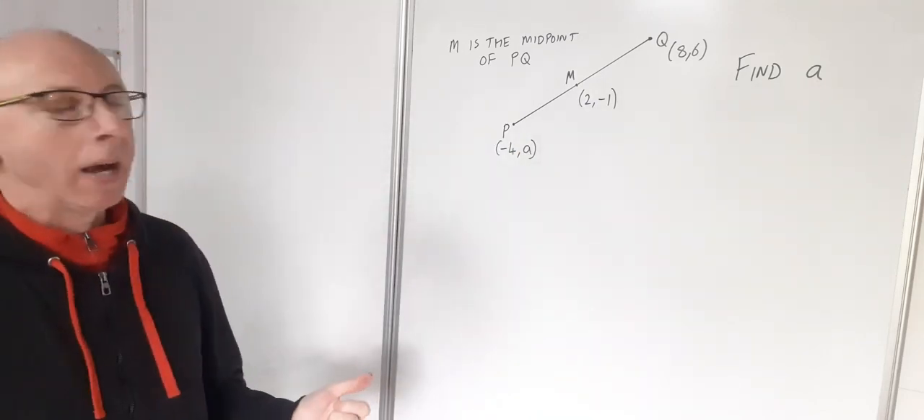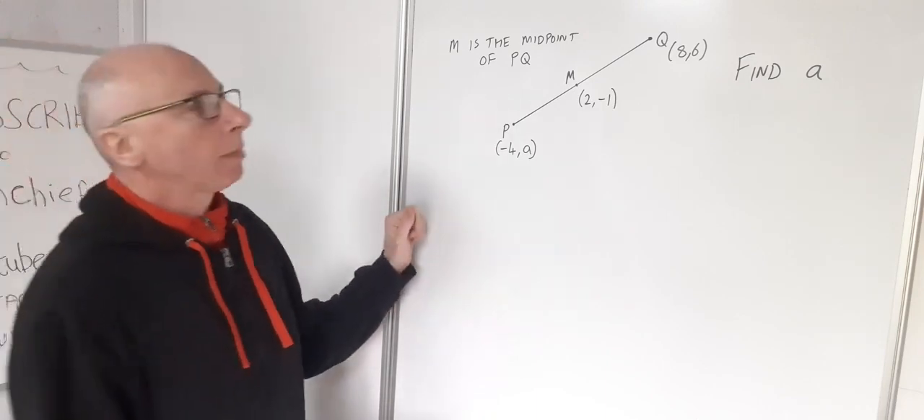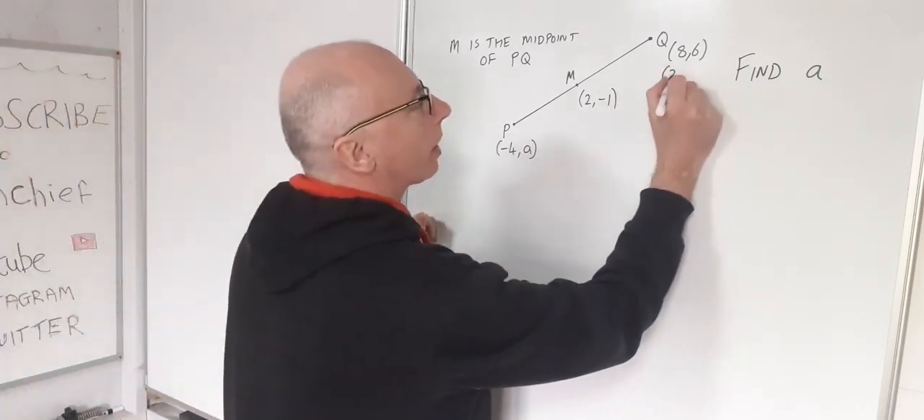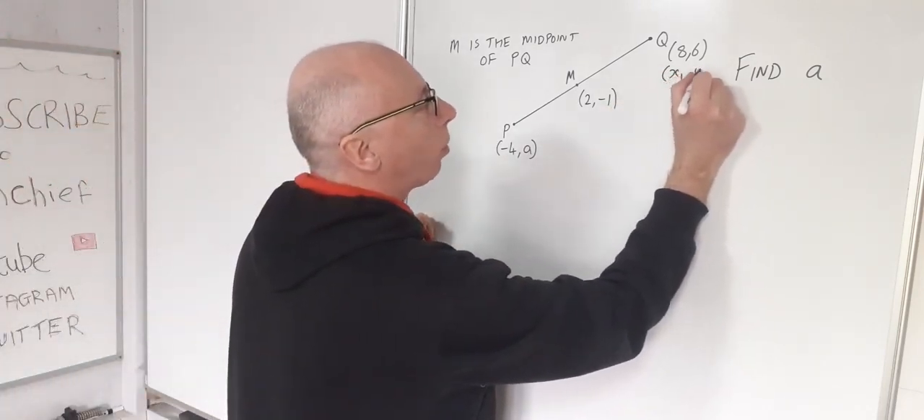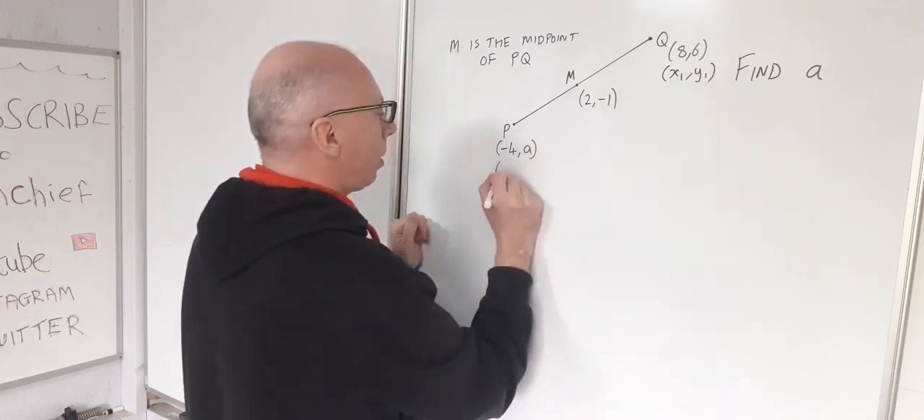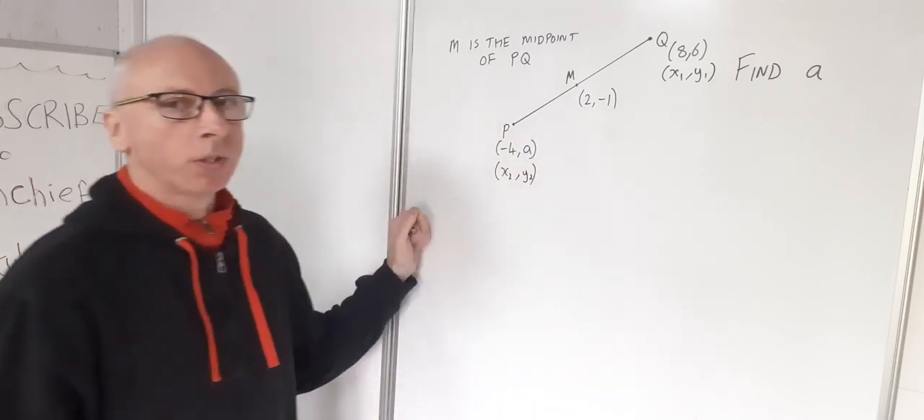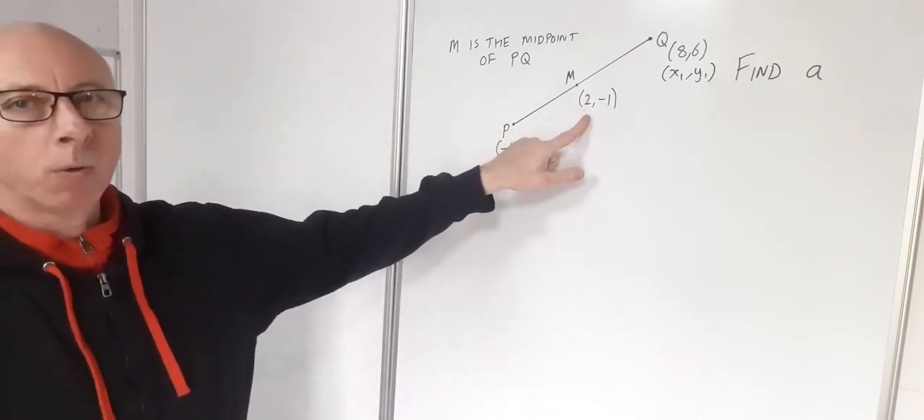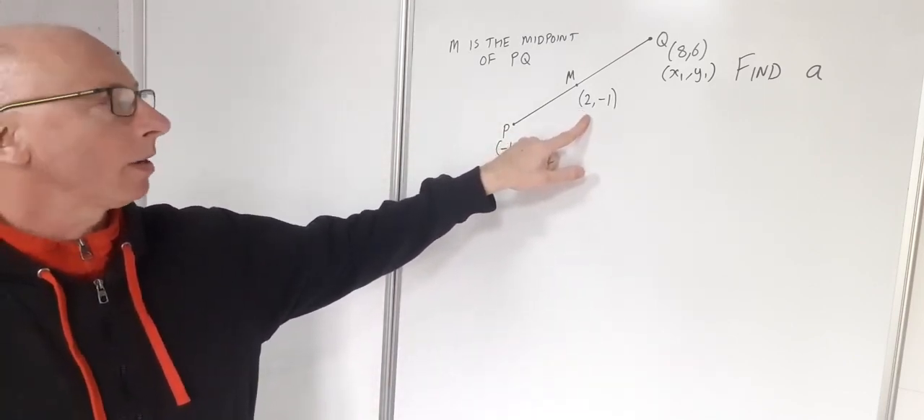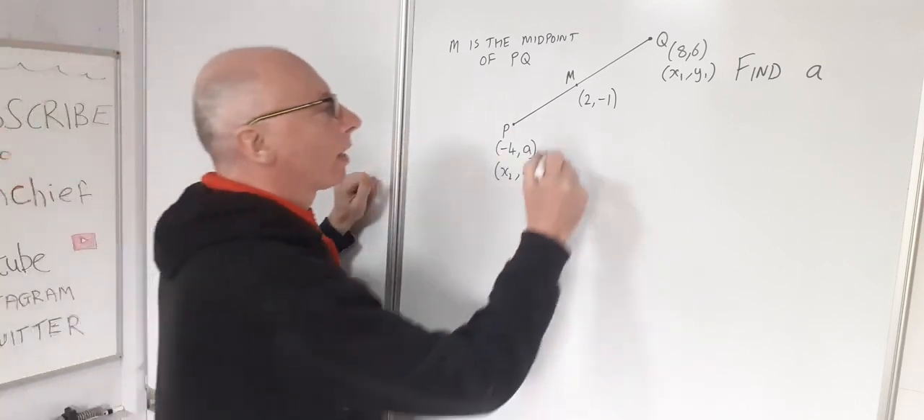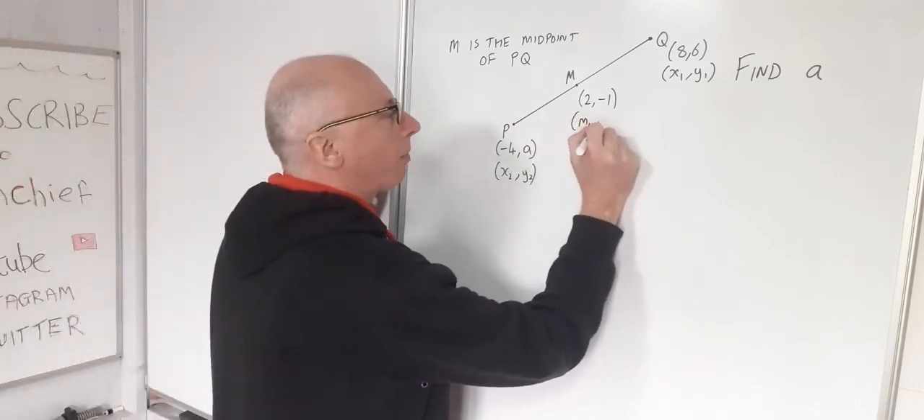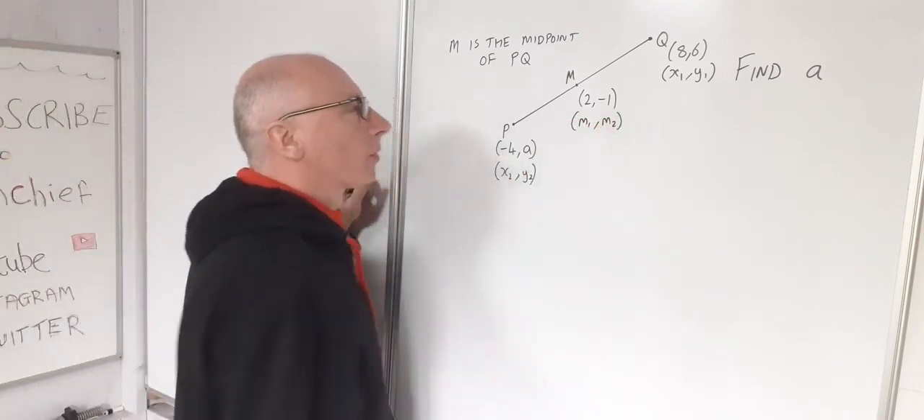So how are we going to go about that? Well, if I just label these up in terms of X and Y, so I've got X1, Y1. This one I'll call X2, Y2. So that's my coordinates there for that. And my midpoint coordinates, I'll just call them midpoint 1 and midpoint 2 in terms of X and Y.